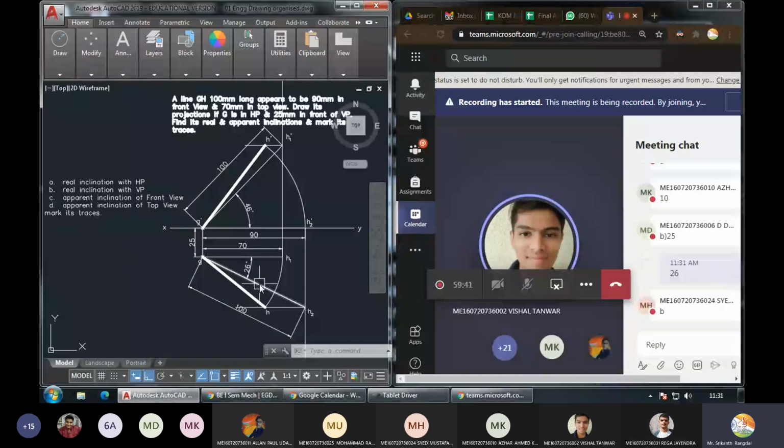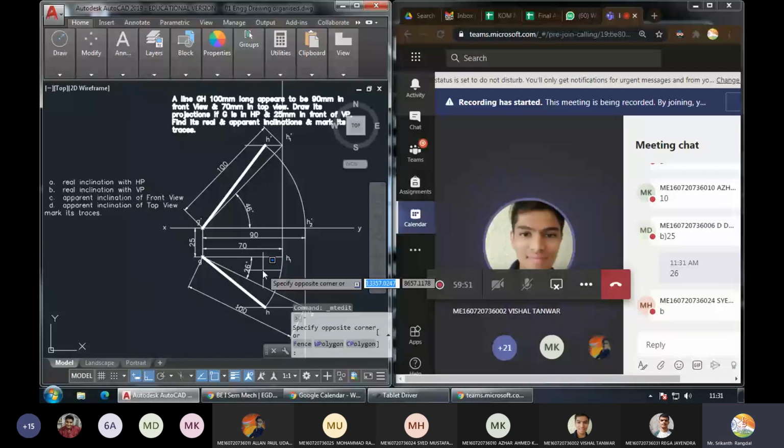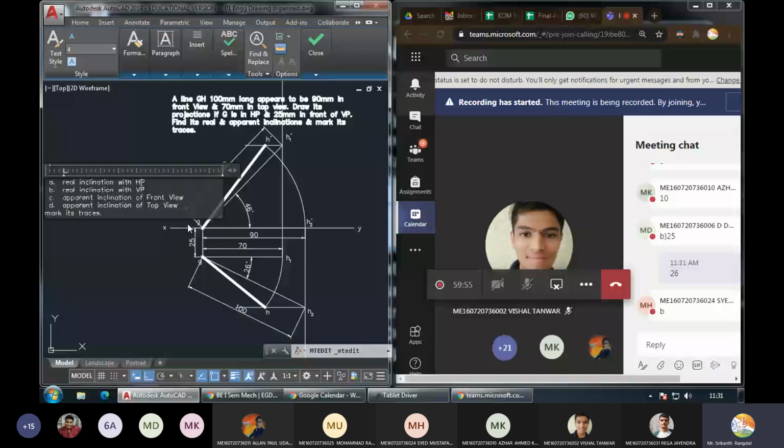the true length now. So when you are taking angle for true length, you will get true inclination. So this is again true inclination or real inclination with VP. Okay, I'll just mark the answers also here. So this is 46 degrees. And then this is 26 degrees. Now two more angles are left.